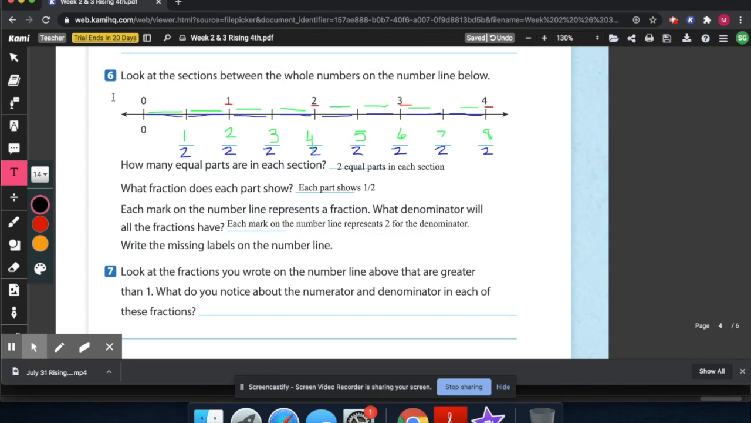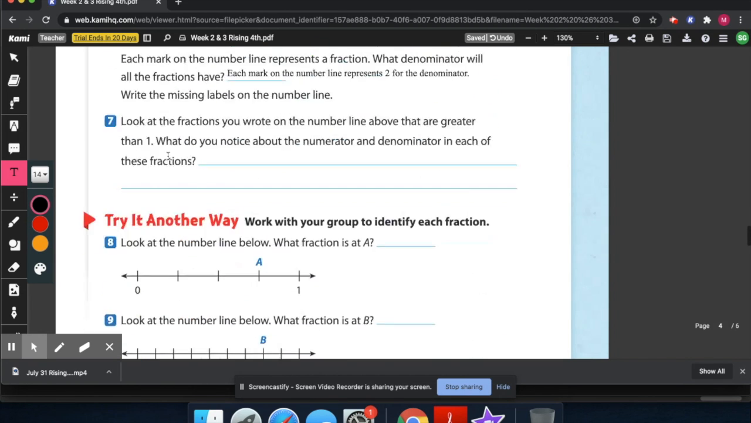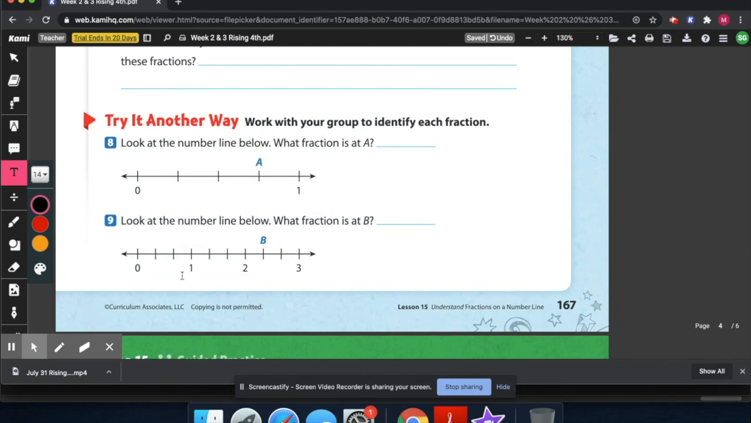Now, the reason I did number 6 is because you are going to do 8 and 9 by yourself. So for 8 and 9, you're looking strictly at the letter that you're given on the number line, and you have to figure out the fraction for that. They're not asking the fraction for all of these, just what B and A would be, and you're just going to put them in right there.